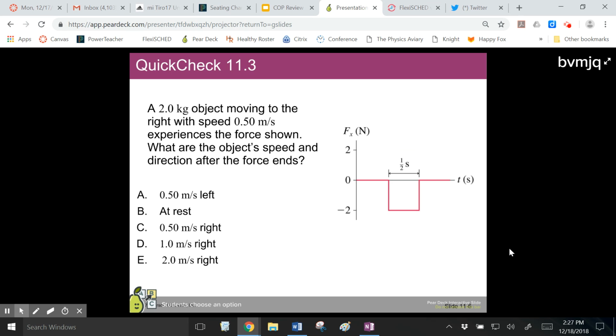All right. So you had an initial momentum. Again, man, go to physics tests yet to come. You can figure out the initial momentum. You add the change in momentum to the initial momentum to get the final momentum. All right. A 2 kilogram object moving to the right with a speed of half a meter per second. It experiences the force shown. What are the object's speed and direction after the force ends?